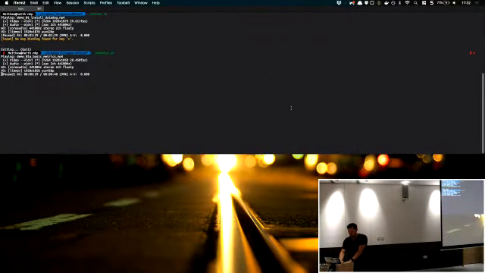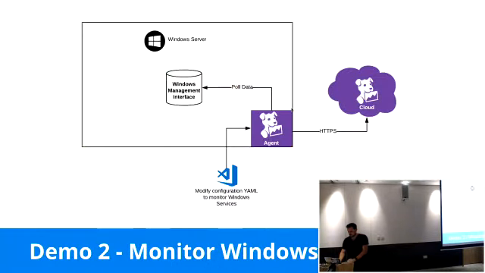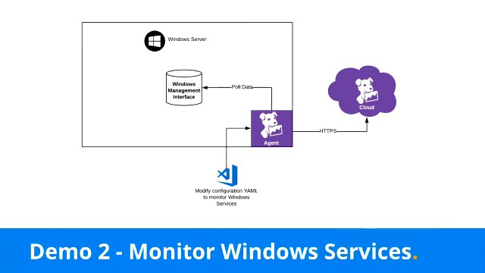So that's getting the basic system metrics. Now the next one is starting to monitor Windows services. So in this demo, we're going to connect to the Windows server, and we're going to modify the configuration file for the Datadog agent. So it's a YAML-based configuration file. And then with that list of services we give it, Datadog is going to poll the Windows management interface and find the status of all these services, and then send them over to Datadog.